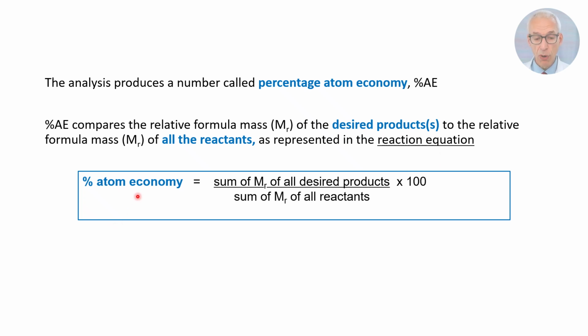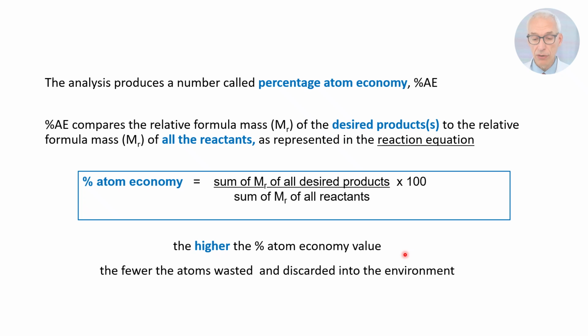And we put it into a formula: the percentage atom economy is the sum of the relative molecular mass of all desired products divided by the sum of the relative molecular mass of all reactants and multiplied by 100 to produce the percentage. Now, a high value for the percentage atom economy means that fewer atoms are wasted and discarded into the environment. So the aim of industrial processes on this measure is a high value percentage atom economy.